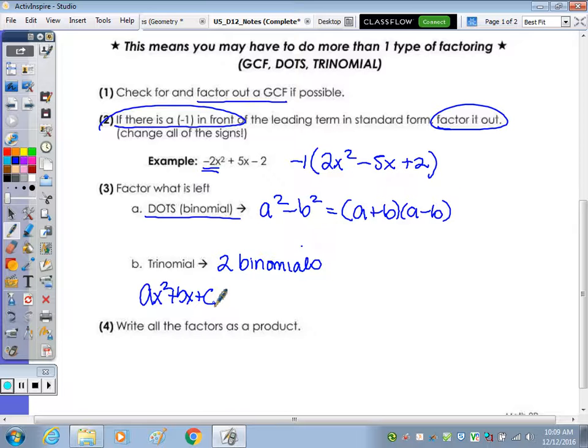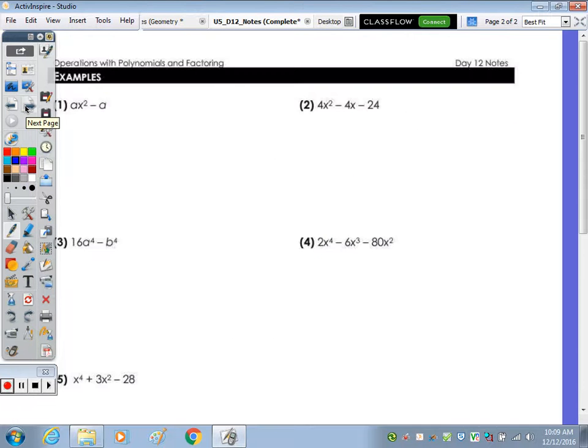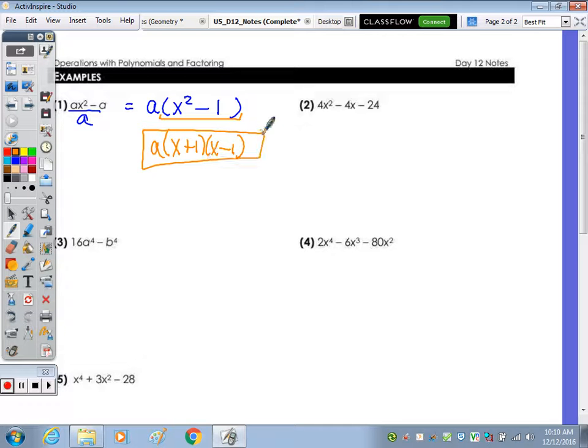Let's actually take a look at some examples on the back. Looking at number 1, first check for a GCF. ax squared minus a. The GCF is a. So remember, it's always set up as the GCF out front, then one parenthesis, and that's your quotient. What do you get after you divide this by a? ax squared divided by a would be x squared minus 1. And then you look at your parentheses. Can that be factored? Yes, that's a difference of squares. So that factors to x plus 1 times x minus 1, bringing down the a, and that's factored completely.